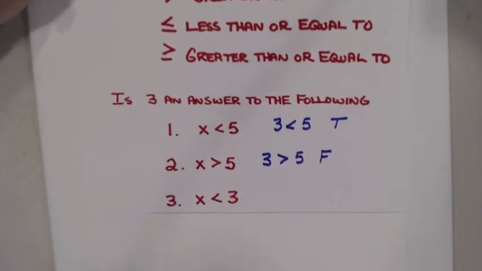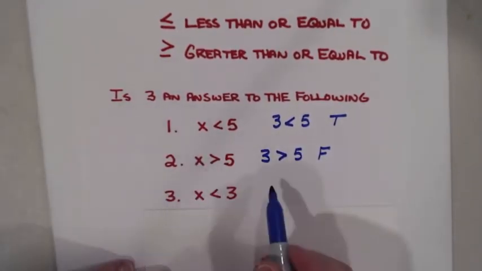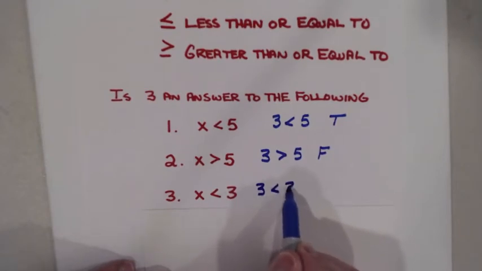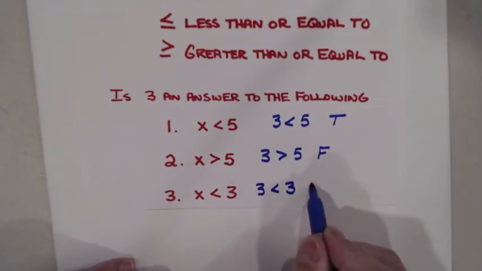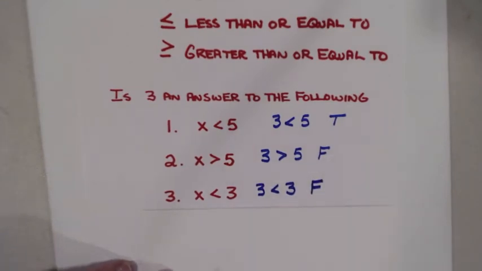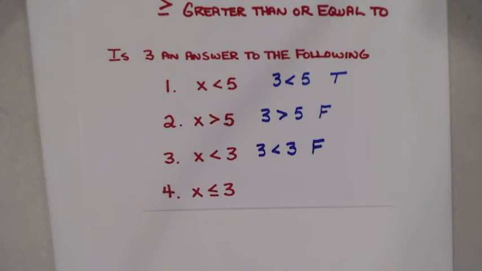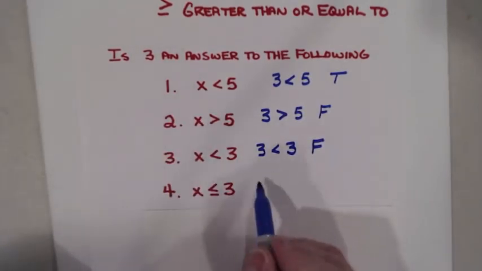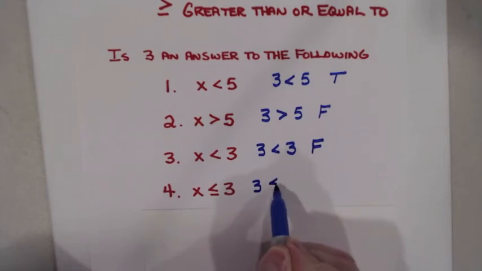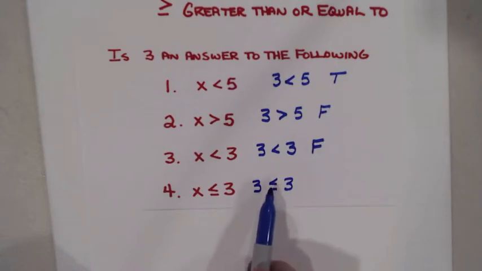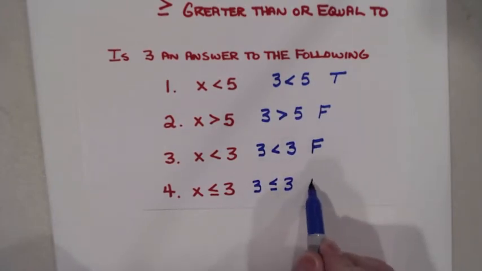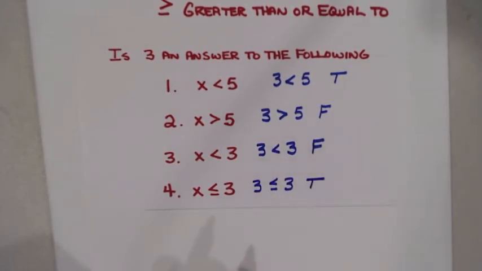Let's look at the next one. I need to put this 3 in that spot. It says 3 is less than 3. I need to determine if that statement is true or if that statement is false. Well, 3 is not less than 3. That's false. Or they could give you one that looks like this. We're going to take this 3, we're going to put it in this spot right here. 3 is less than or equal to 3. So for this statement to be true, it has to be less than or equal to. It's not less than, but it is equal to. So when you have that type of symbol, that's going to make that statement true.